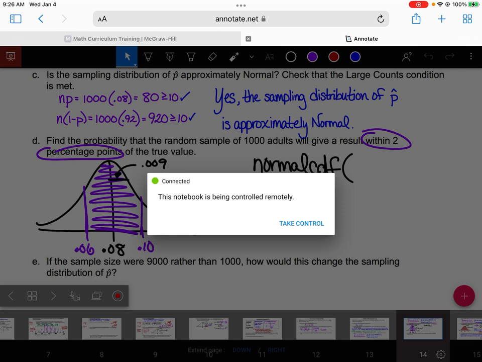Then I put in my lower bound. What was our lower bound? 0.06. Then my upper bound, 0.1. And then if you're using a TI calculator, what comes next? Mean. If you're using a Casio, yours is switched around. Your mean and standard deviation is switched around. Mean next, so 0.08, and then your standard deviation, 0.009. And you pop that all into the calculator there. Lower bound, upper bound, mean, and standard deviation.